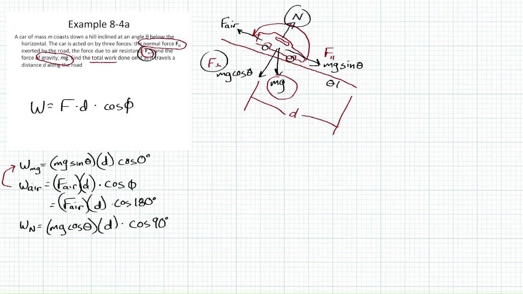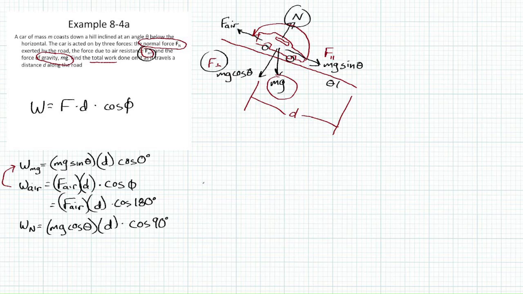So the perpendicular component of the car's weight directed into the road, and the same thing as the normal force, that is the road supporting that weight, both of those do absolutely 0 work on the car because they're not contributing towards its direction of displacement. They're at right angles to it. And that 90-degree right angle results in 0 work being done.